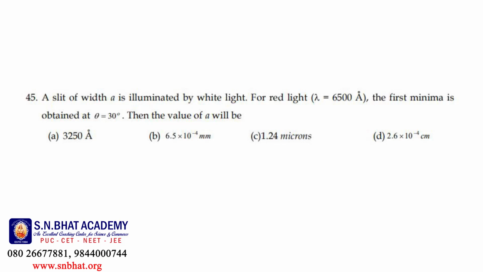Question number 45. A slit of width A is illuminated by a white light. For red light, lambda is equal to 6500 angstroms. The first minima is obtained at 30 degree. Then the value of A, that is the slit width, how much will it be, they are asking.